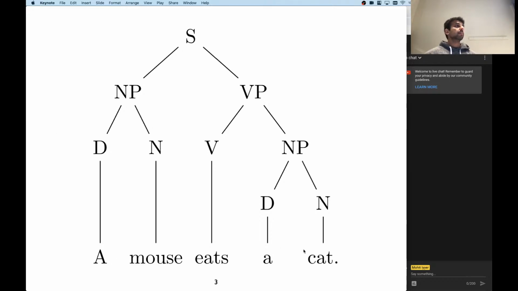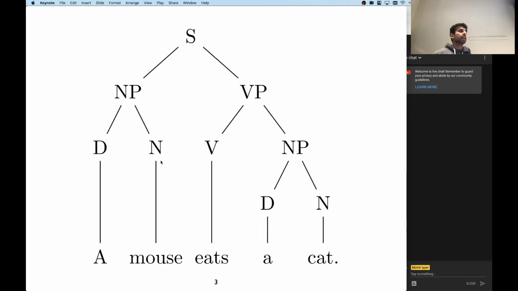The lowest level of the tree, the leaf nodes of the tree, correspond to the words of the sentence, and every other node is representing what's known as a non-terminal. So this D here means this is a determiner, this N is a noun. So the second level of the tree generally corresponds to parts of speech, of single words. And then you can see that the higher up levels of the tree are more phrase-like or even sentence-like in nature. So this noun phrase corresponds to a mouse.